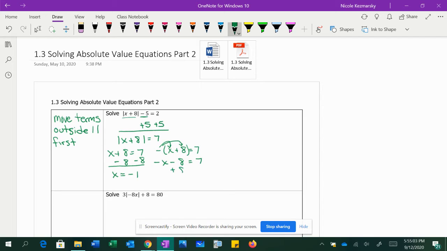I'll add the 8. So I have negative x equals 15. And I have to be careful. There's still a negative in front of that x, and that's really a negative 1. So I'm going to divide by negative 1. And I'll write my answer over here. We get x equals negative 15.